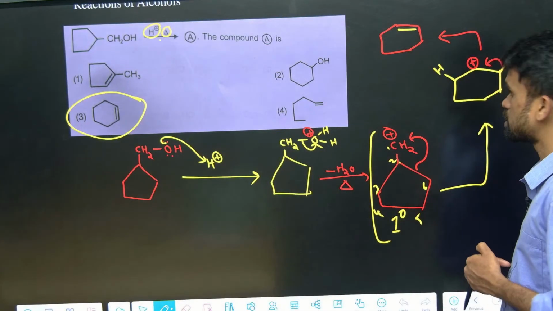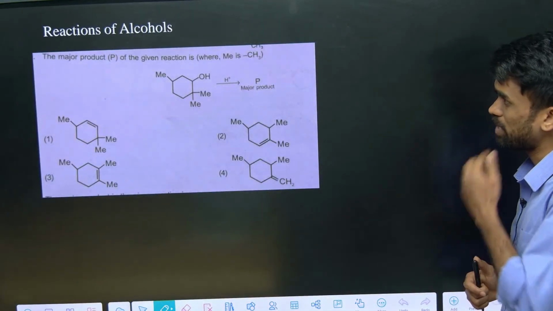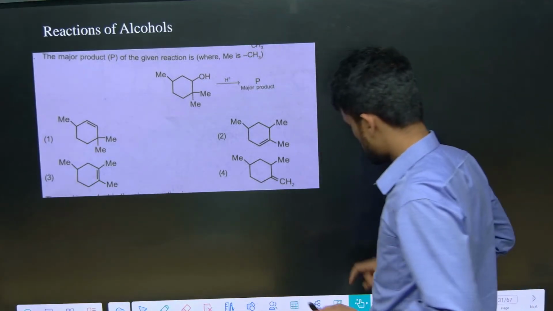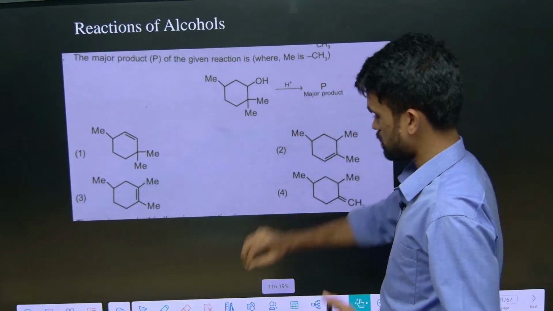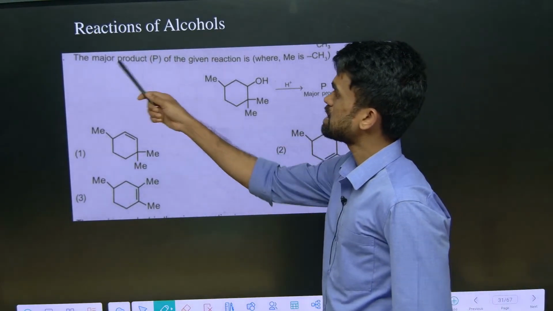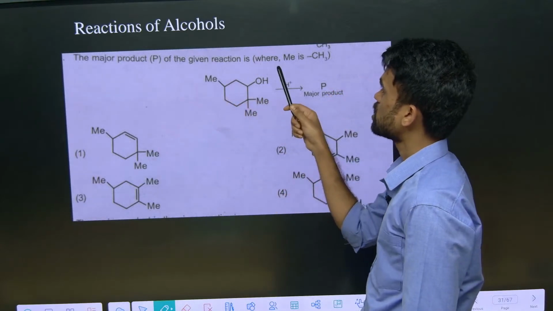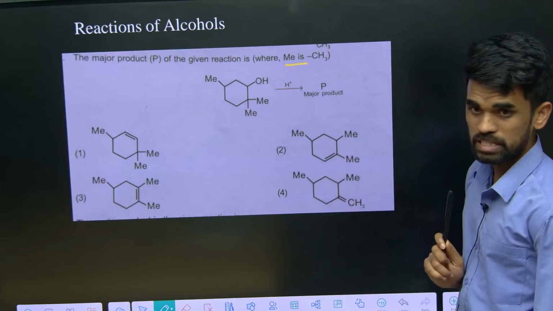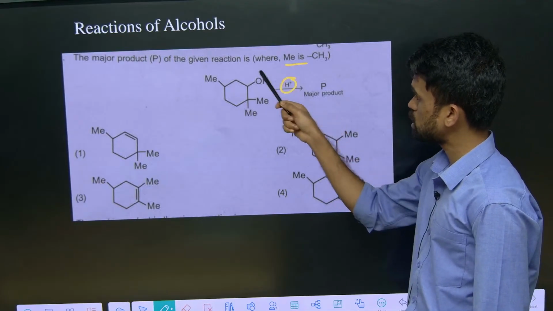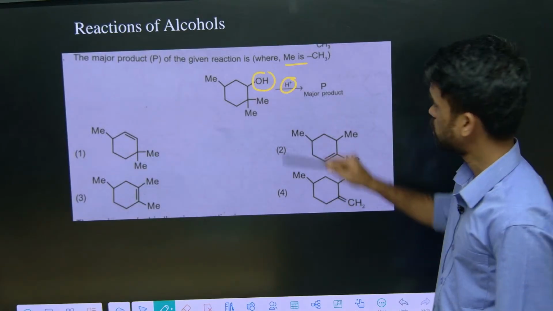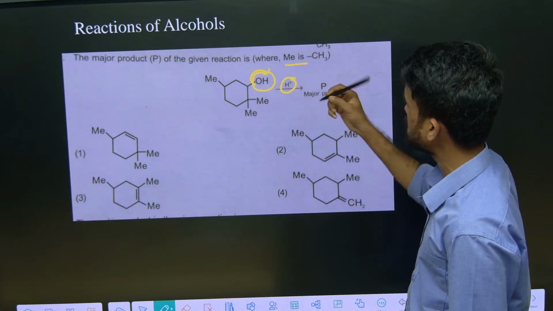This is discussed, and here you can see one more interesting question from JEE Mains. Anyway, you can do this. The major product P of the given reaction, where Me means methyl. How can you do this? Tell me. Add H plus ion to this OH and remove it as water. If you remove it as water, what happens? Tell me.